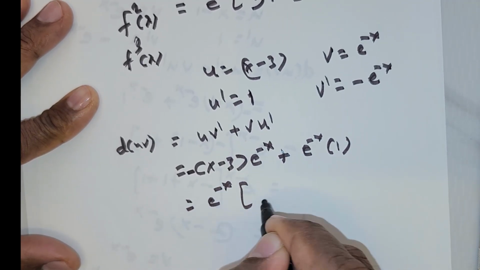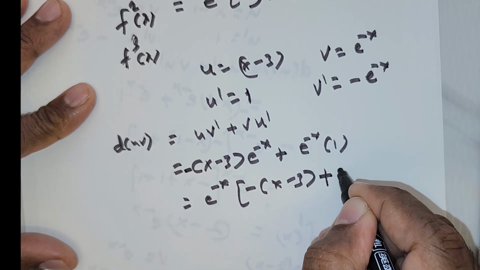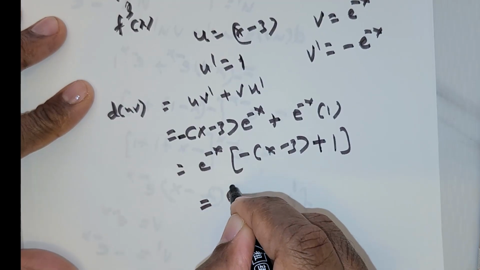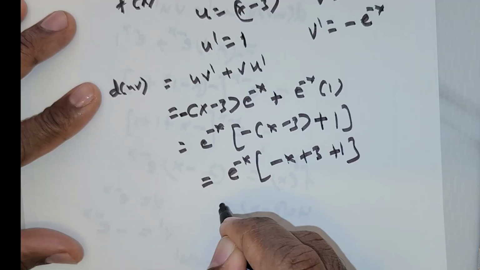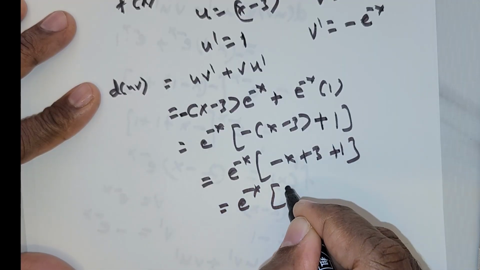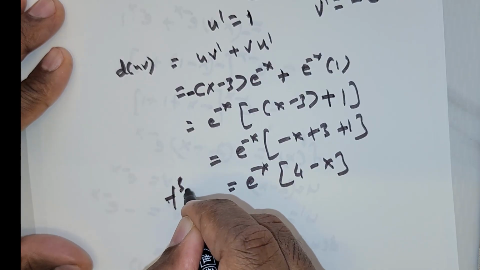I take e raised to the power of negative x out, I get negative of (x − 3) plus 1, which can be rewritten as e raised to the power of negative x times (negative x plus 3 plus 1), which is e raised to the power of negative x times (4 − x). Okay, now this is my f3 of x.